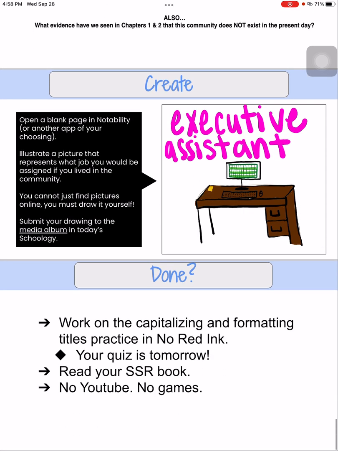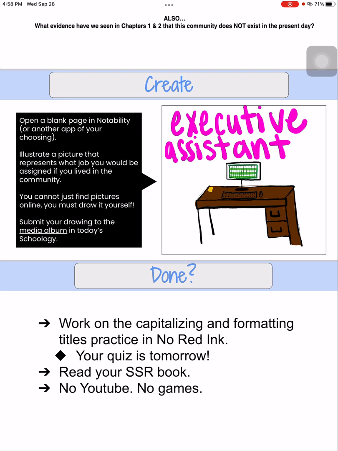When you are done drawing your picture, you are going to work on your no red ink, capitalizing, and formatting titles practice. This is for your quiz. Your quiz is tomorrow. And if you finish that, then you can read an SSR book. You should not be on YouTube. You should not be playing games. You should not be disruptive. You need to be quietly working on something.